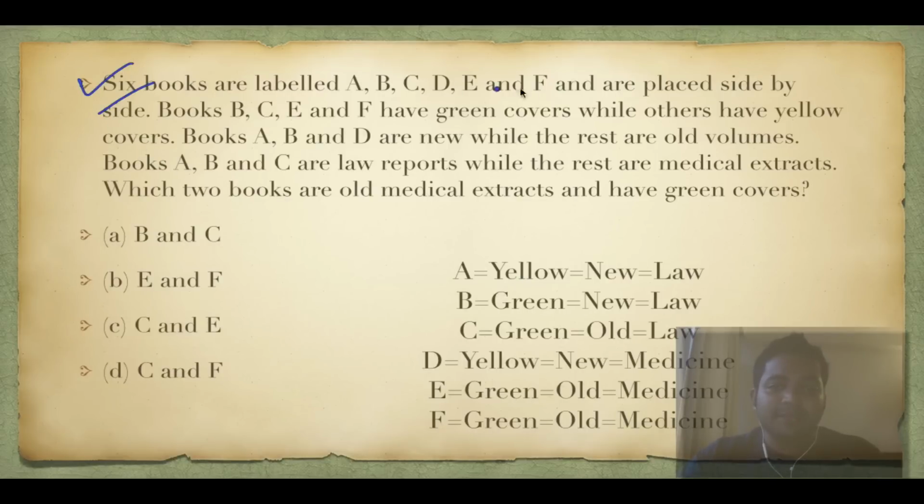6 books are labeled A B C D E F. These are called time taking questions. They will take time, believe me, but you have to sort this in a table kind of a thing. A B C D E F, just write it somewhere, quickly.